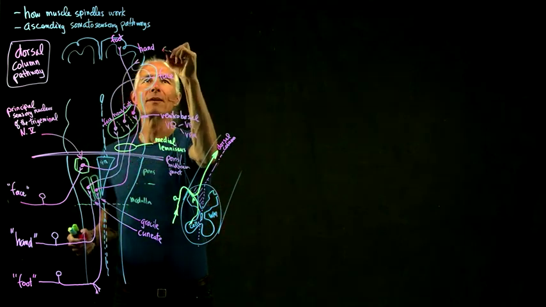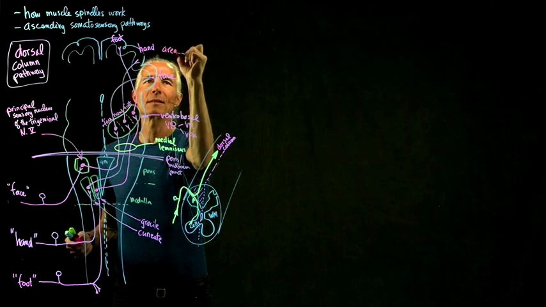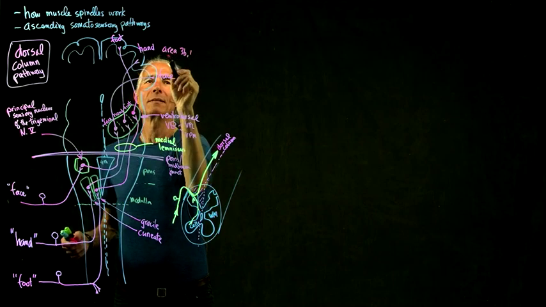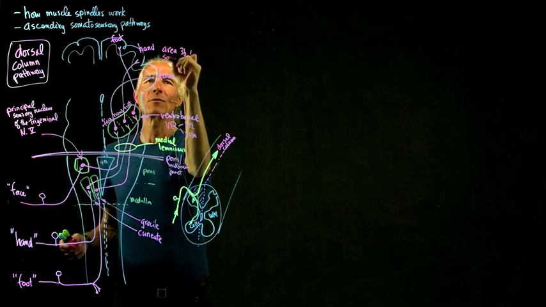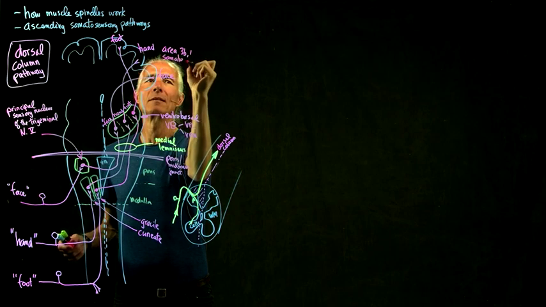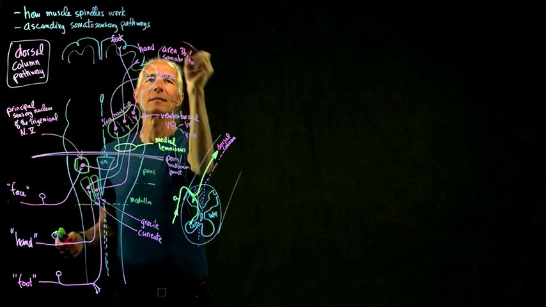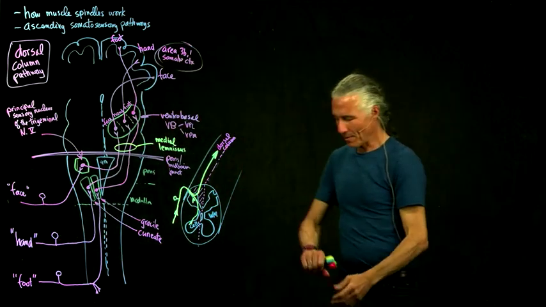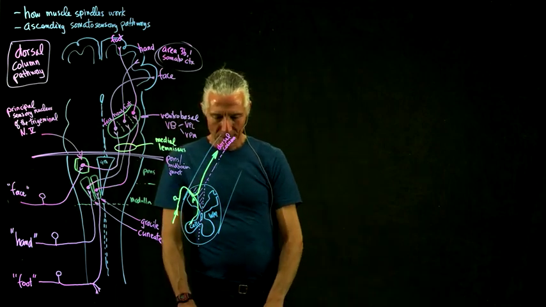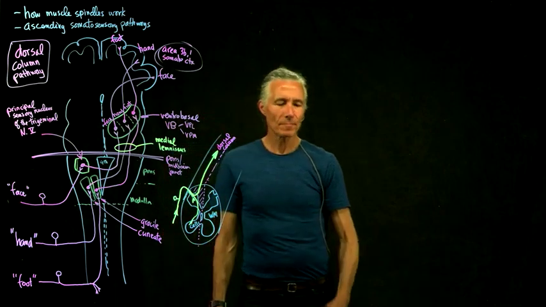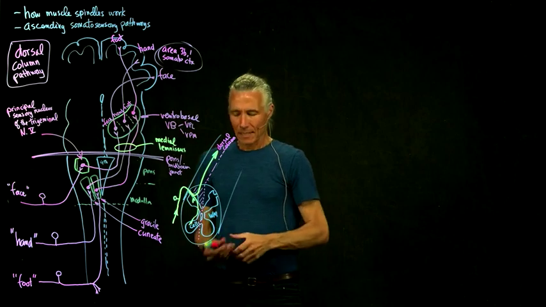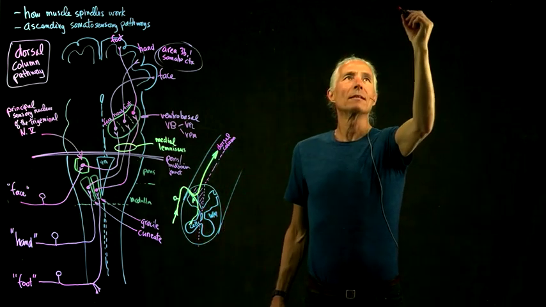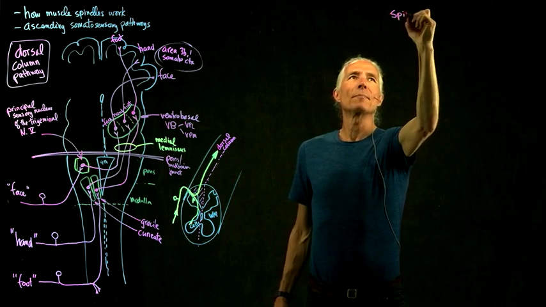And what is it going up to? It's going up to area 3B, and we'll talk about this next time. Area 3B and 1, somatosensory cortex. So that's the dorsal column pathway. It's a big pathway going up there. And there's another pathway, a much simpler one, called the spinothalamic pathway.